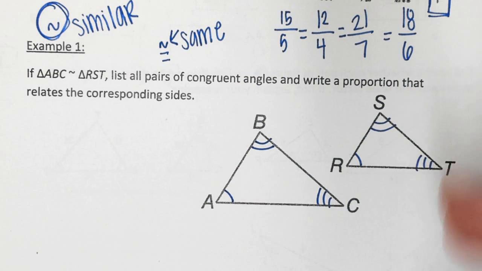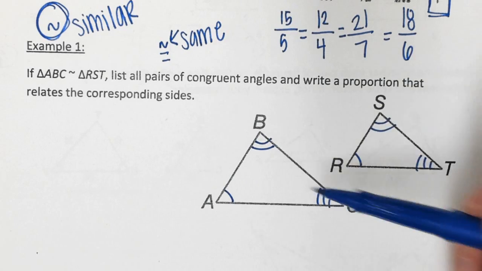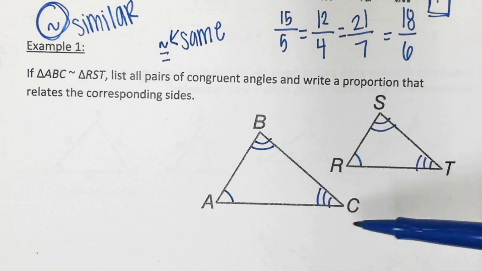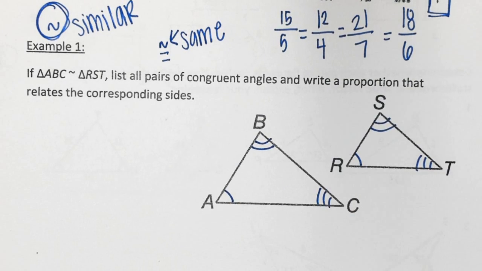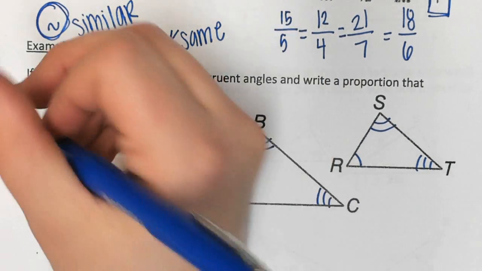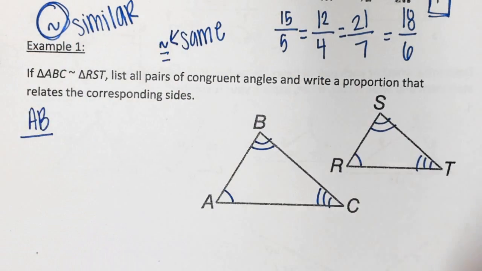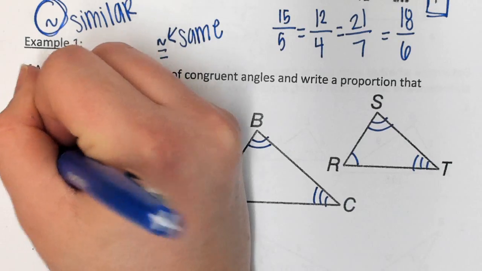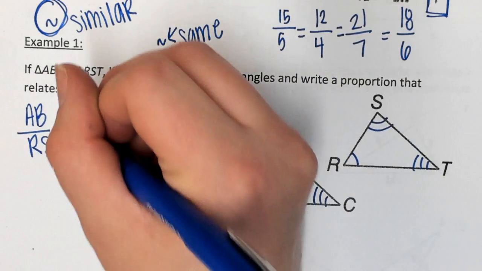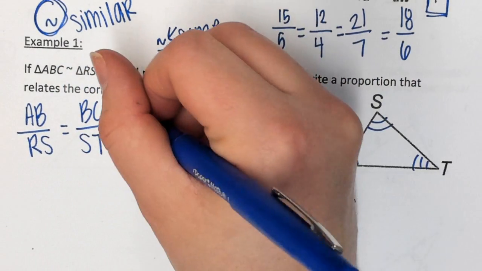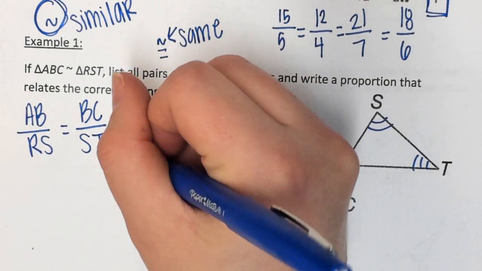Now, similar triangles can have congruent angles, but that doesn't mean that the sides are going to be the same. Okay, so let's write what's called a proportion, like we just did up here. Show me what needs to be equal to each other in order for this to be similar triangles. AB has to go over RS. Good. BC has to go over ST. Awesome. AC has to go over RT.